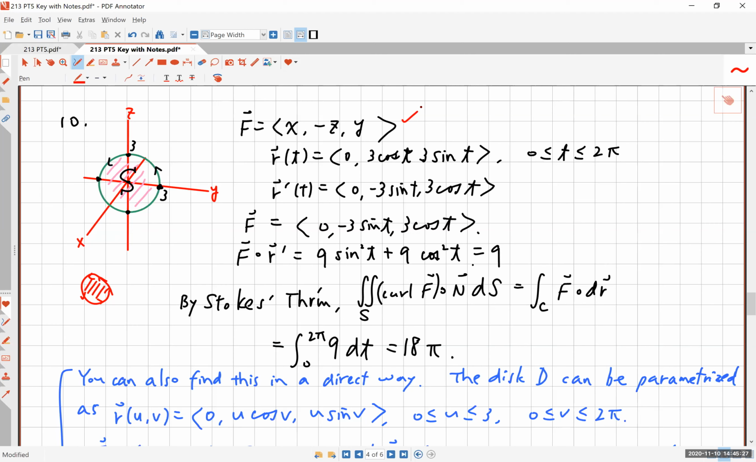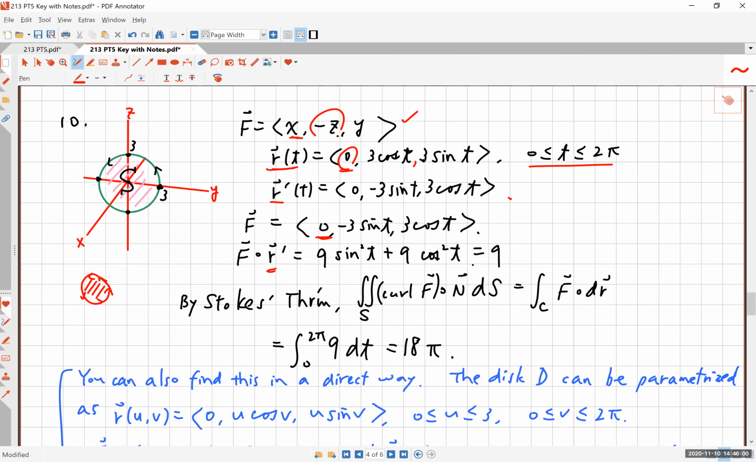And how do you parameterize this circle of radius 3? Well, x is 0, so it has to be 0 first. And then in order to describe the radius 3 circle on the YZ plane, you would say 3 cosine t, 3 sine t, t goes from 0 to 2 pi. Take the derivative of it. You do not have to find the norm of the derivative because you are going to dot this F with r prime, right? F can be written, x is this, 0.